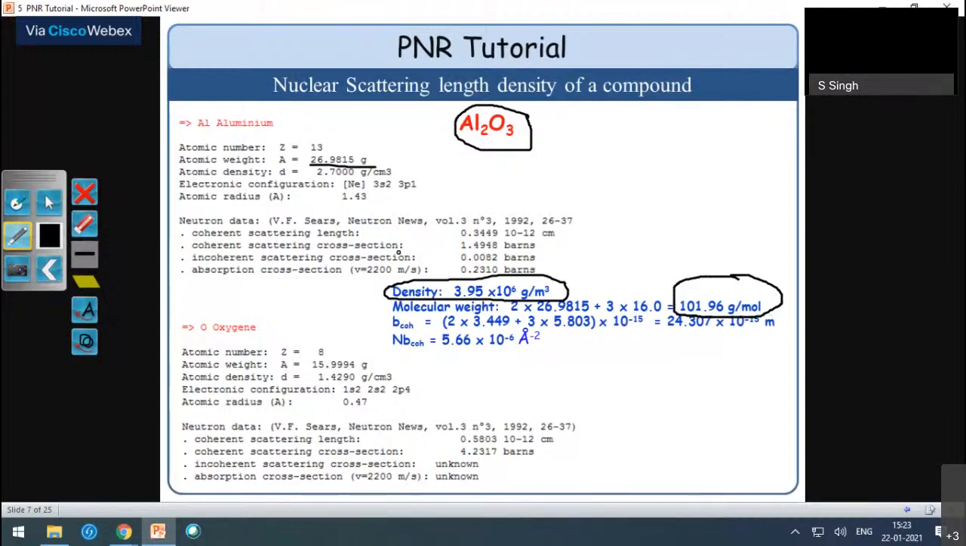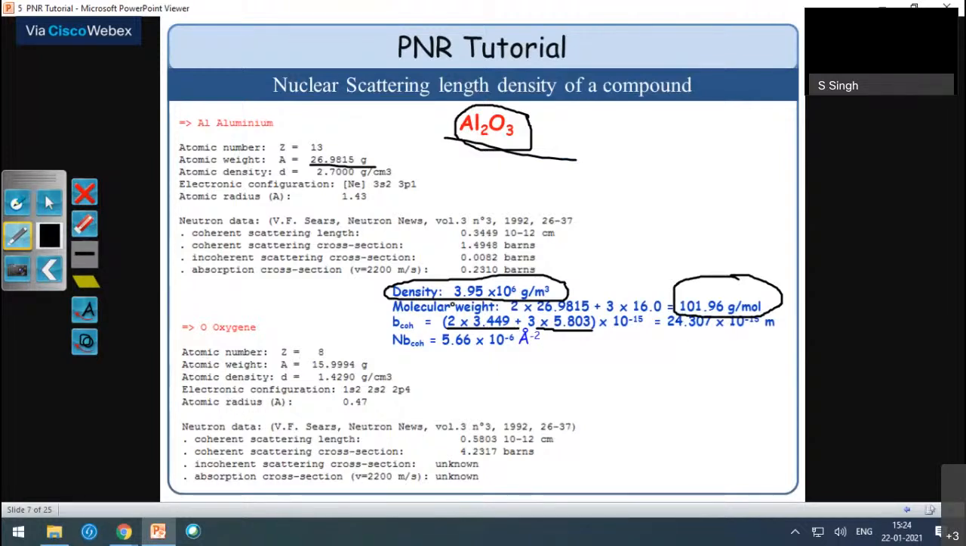Okay. Now we have b coherent for aluminium, 3.449, but we have 2 aluminium here. So 2 times, like we did for the molecular weight, because we have two atoms of aluminium, so we took twice the atomic weight. Similarly here, to get the b coherent of the whole compound, we have to multiply 2 times the aluminium b coherent and 3 times the oxygen b coherent value, and it comes out to this one.